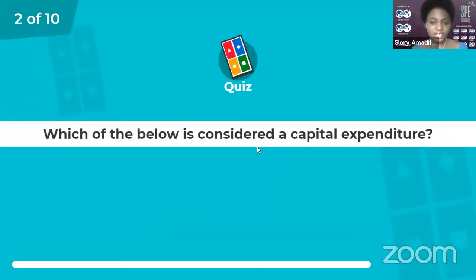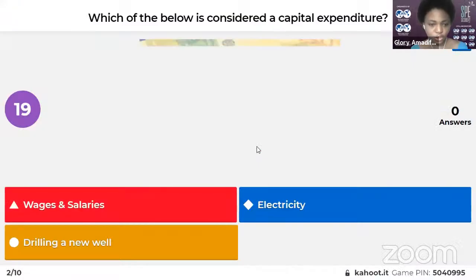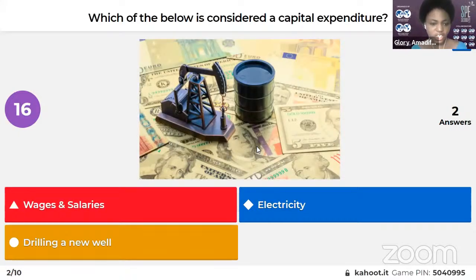Which of the below is considered a capital expenditure? Is it wages and salary, electricity? Drilling a new well. Oh, these are questions that were going through the class. If you're online, you could have known the answers by now.